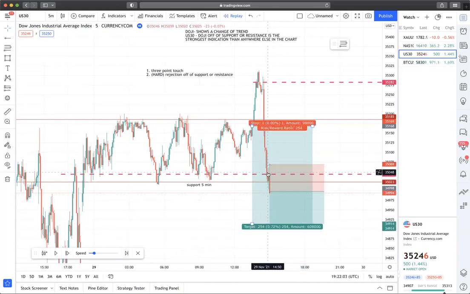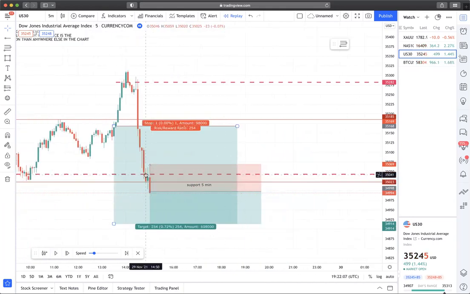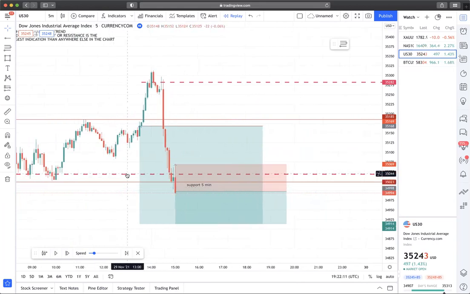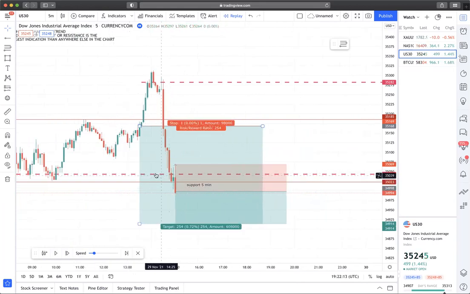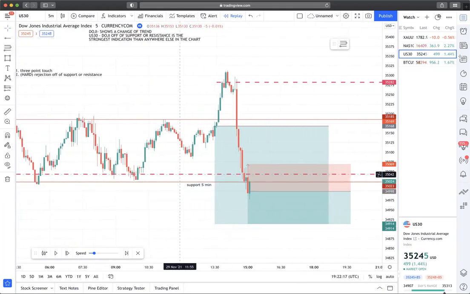Clear rejection, 1, 2, 3. Let's zoom in. 1 wick, 2 wicks, 3 wicks. This is a hard rejection. Now we turned this level of support into a level of resistance. Let's see what happens.